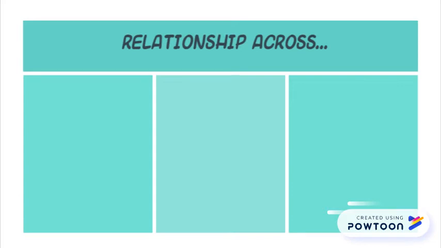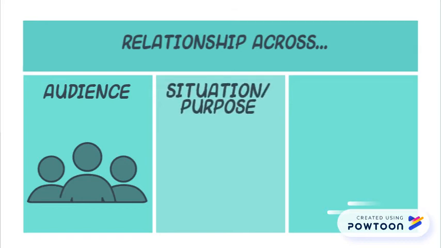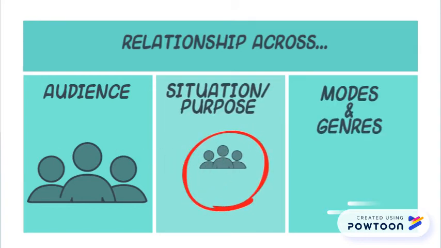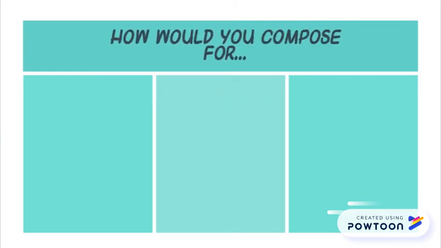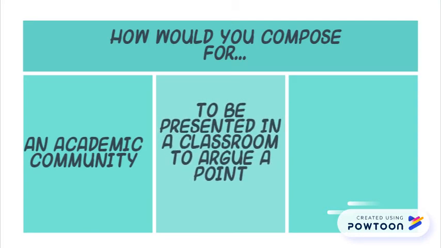We might ask which modes best communicate to our audience and best fit our situation and purpose. Considering these will lead us to the modes and genres that best fit our purpose for composing. For instance, how would you compose for an academic audience in a classroom setting with the purpose of arguing a point? You might choose something like a presentation, which would allow you to use images, text, and video clips to persuade your audience that your side was correct.